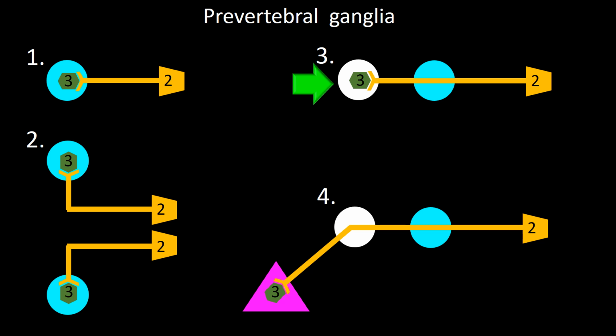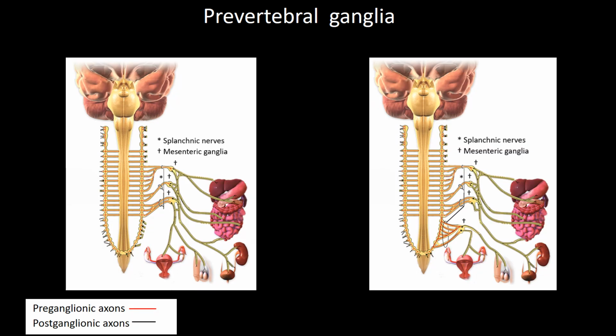The prevertebral ganglia is the second possible location for the third sympathetic neurons. Neurons in the prevertebral or mesenteric ganglia innervate abdominal and pelvic organs. The number of prevertebral ganglia varies significantly in different individuals. In this frame, you can see two different versions.